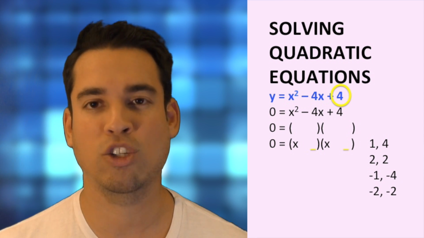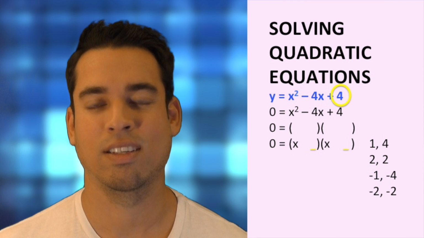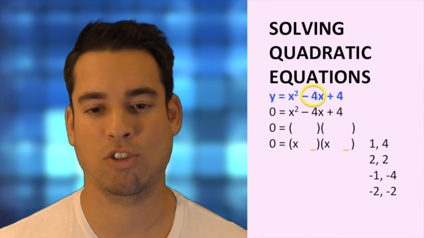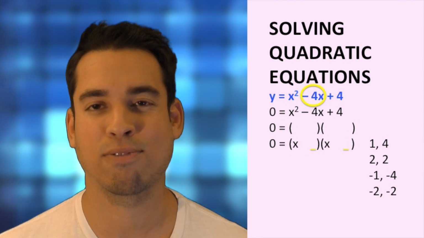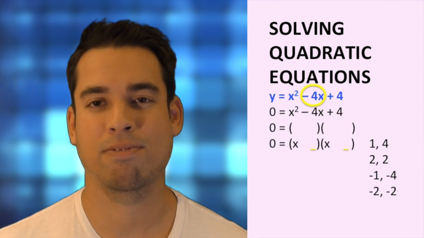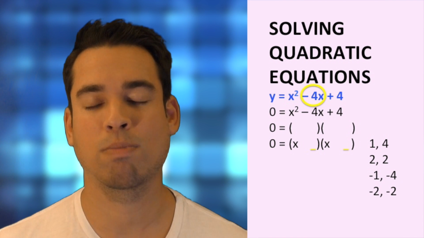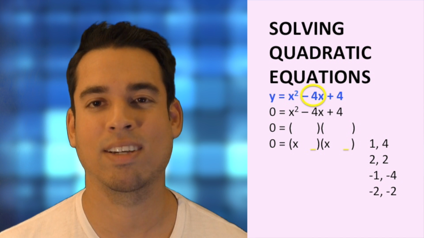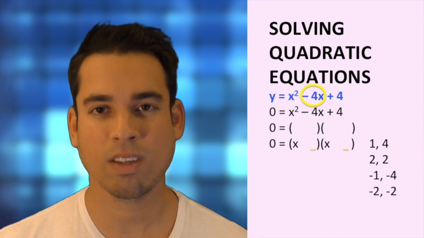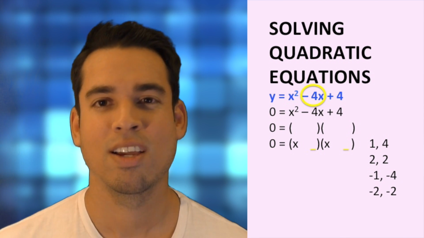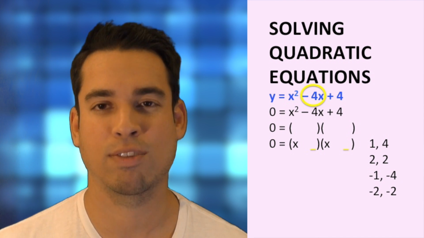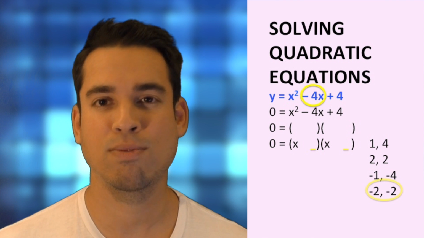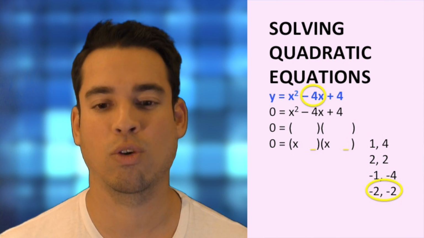So how do we figure out which one of these pairs of numbers is the numbers that we want? Now we look at the middle term. So the middle term is -4. So that's the limiting factor. We need two numbers that multiply to give us +4, but that also add to give us -4. So of these four sets of numbers, the only numbers that multiply to give us 4 and add together to give us -4 is -2 and -2. So those are our winners.